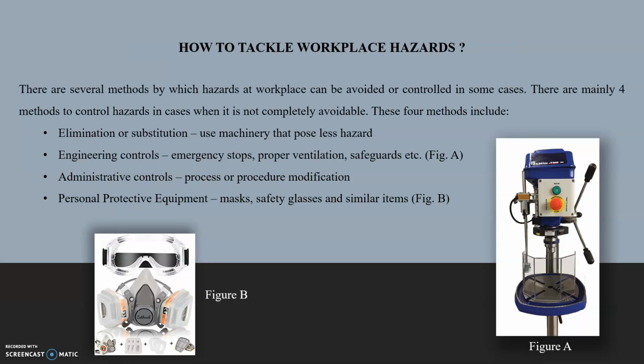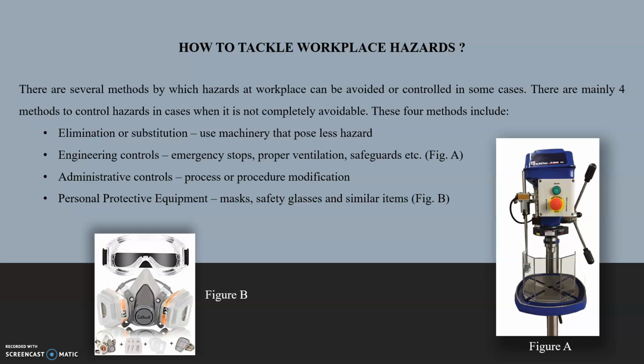Now let's take a look at the methods to tackle workplace hazards. There are several methods by which hazards at workplace can be avoided. The main 4 methods that could be used include elimination or substitution. Here, we use a machinery that poses less hazard in comparison to that which is in use now.